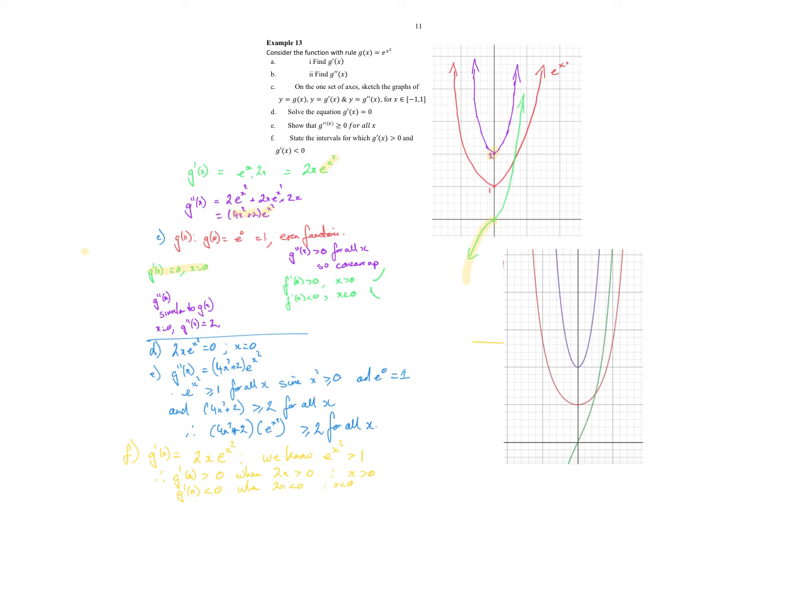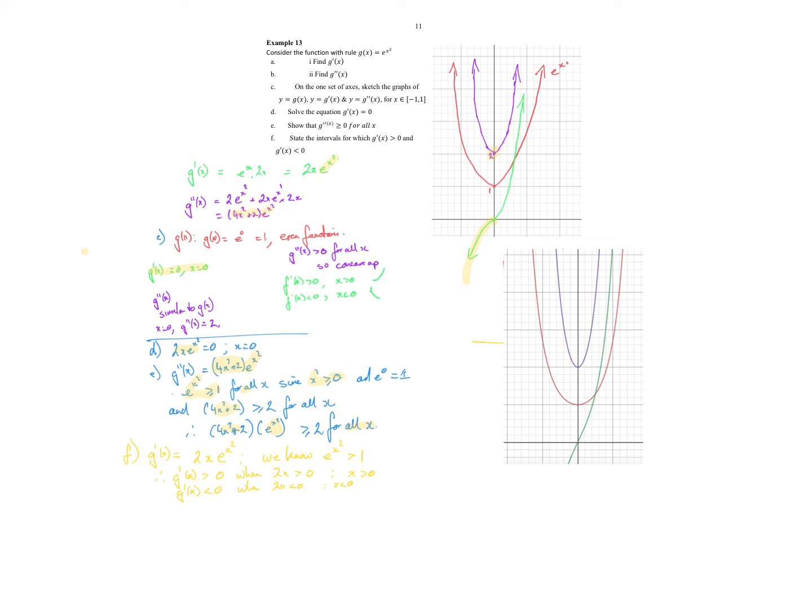Show that g double dash of x is greater than or equal to 0 for all x. So formalise that. That's this part down here. So we spoke about that. So just formalising, I guess. E to the x squared is greater than or equal to 1. We know that, for all x, since x squared is greater than or equal to 0 and e to the 0 is 1. All right, so we've established that e to the x squared is 1 or more. 4x squared plus 2 is greater than or equal to 2 for all x, for obvious reasons. Therefore, the whole function is going to be greater than or equal to 2 in actual fact. So we've shown what we need to.